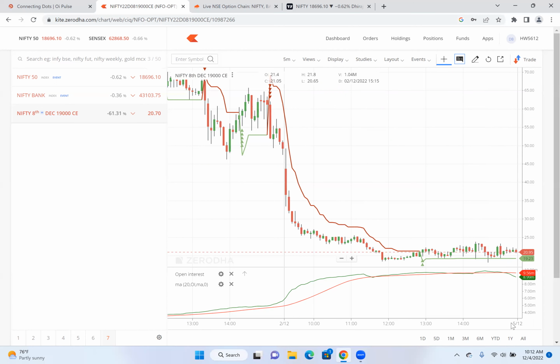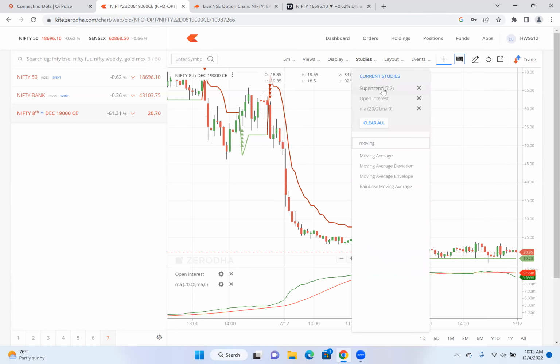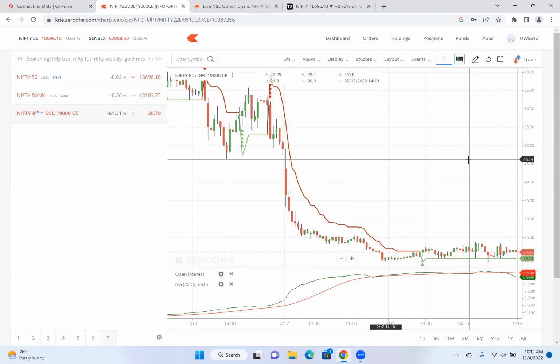So if you're noting it down, we have added 3 studies in the Zerodha chart. The first one is a super trend with values of 7 and 2. The second one is open interest. And the third one is a 20 simple moving average on OI. That is all we have done. These are the indicators. So far, so good. Is everyone able to follow?